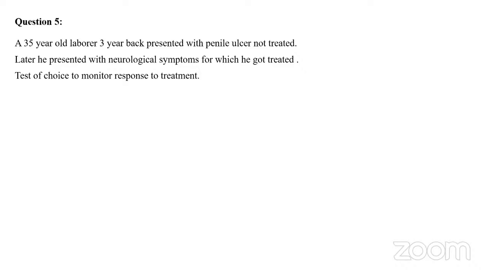So next question is, a 35-year-old laborer 3 years back presented with penile ulcer and he was not treated. Later, he presented with neurological symptoms for which he got treated. So what is the test of choice to monitor response to treatment? In this question, the patient had a penile ulcer 3 years back, which was not treated. And the patient has progressed to have neurological symptoms. So the patient is having a genital ulcer and has progressed to neurological symptoms. And the clue here is not treated.